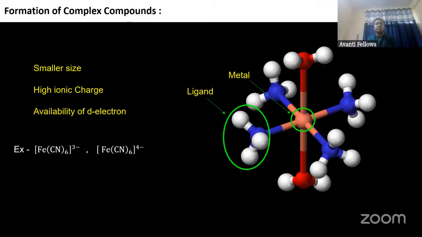Now, they also form complex compounds. So formation of complex compound also takes place. So various complex compound जितने भी होते हैं वो सभी d block elements के होते हैं. So इनके पास strong tendency होती है complex बनाने की.